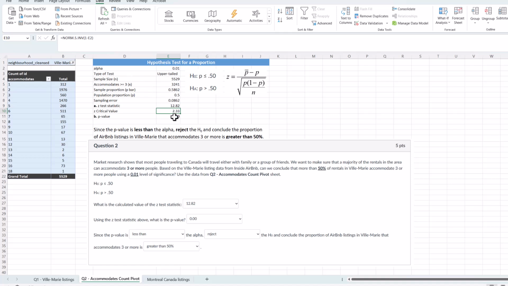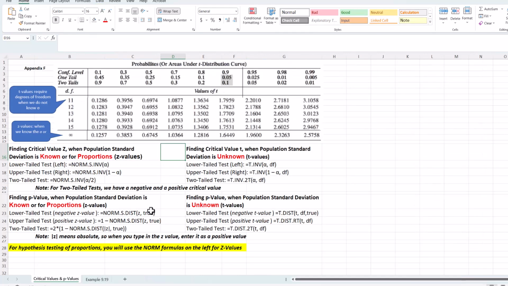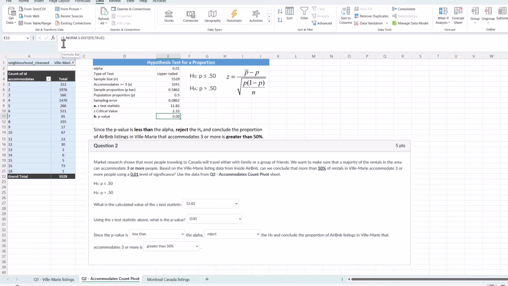For the p-value approach, we go back to the chapter 9 resources to find the function to use. For proportions, we're going to be using the NORM.S.DIST function. This is an upper tail test, so we're going to use this formula here. I'm going to input 1 minus NORM.S.DIST, then the z-test statistic, and TRUE for cumulative, and we get a p-value of essentially 0. Since the p-value is less than the alpha of 0.01, we reject the null hypothesis and can conclude that the proportion of Airbnb listings in Ville Marie that accommodate 3 or more is greater than 50%.